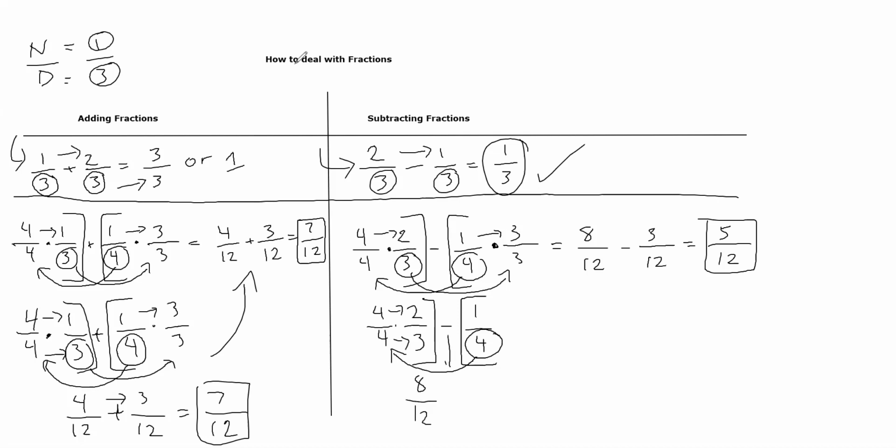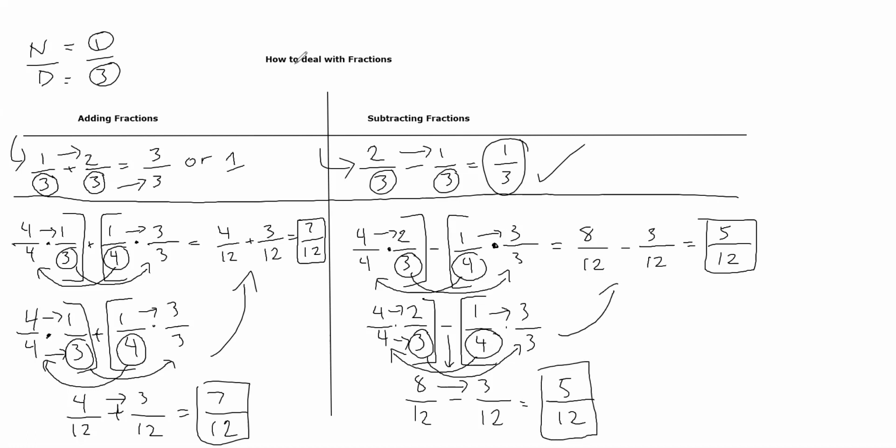I bring this down, right? The minus. And then I'm going to multiply the 1/4 times the opposite denominator, which is 3 over 3. 3 times 1 is just 3. 4 times 3 is 12. Cool. Now I have the same denominator. Since I have the same denominator, I can start with something over 12. And then I just subtract the numerators. 8 minus 3 is just 5. And my answer is 5/12.